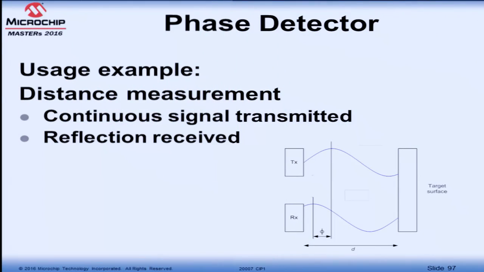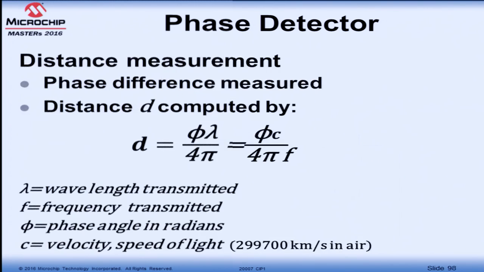One of the usage examples in the app note of a phase detector is doing a distance measurement. There's lots of ways to do it. This particular way is using a continuous signal transmitted and also receiving it back and calculating the phase difference from that. To determine the distance using this method, we have the equation here where we replace the wavelength with C over F. Allows us to calculate the distance in meters.